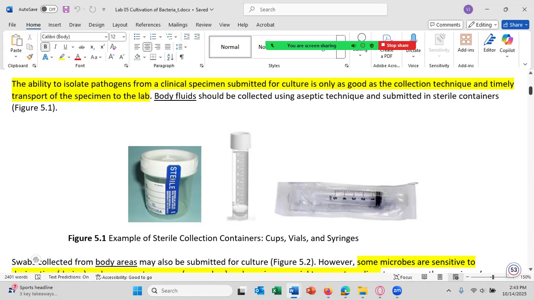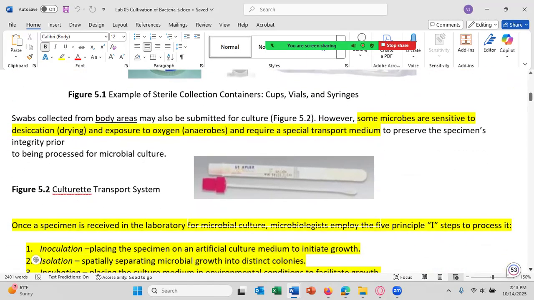All right. The ability to isolate pathogens from clinical specimens submitted for culture is only as good as the collection technique and timely transport of the specimen to the lab. Some microbes are sensitive to desiccation, meaning they dry out, and some are sensitive to exposure to oxygen, most anaerobes. And therefore, these cultures require a special transport medium. And in fact, all living cultures require a special transport medium.